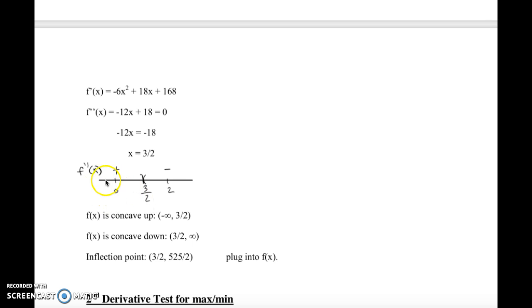We are testing 0 on this side. You could test 1 if you wanted to. It's totally up to you. Over to the left of 3 over 2, when we plug in 0, we end up with a positive value.